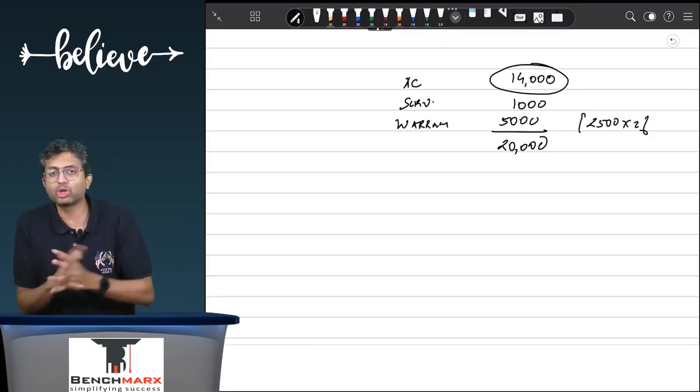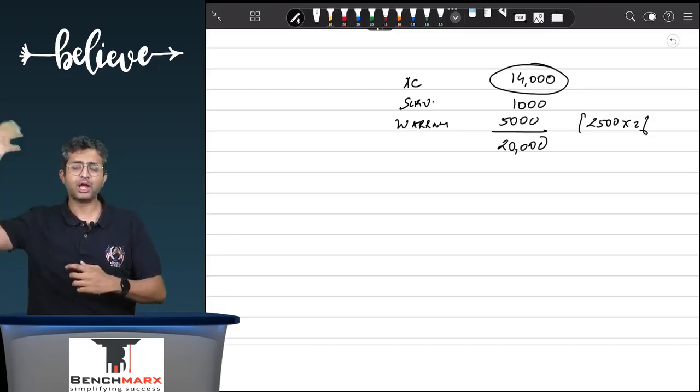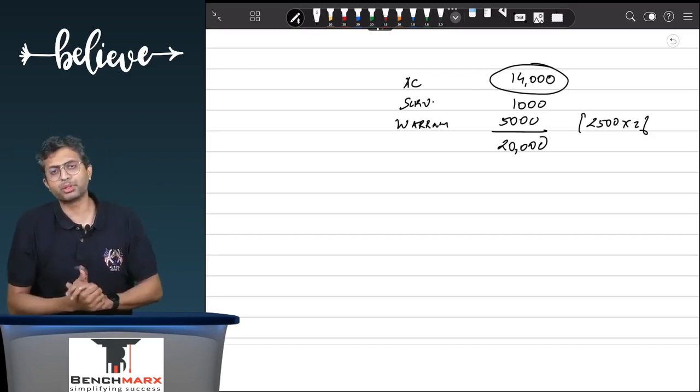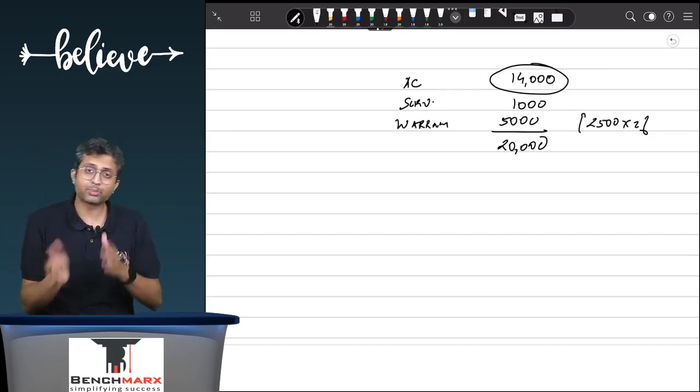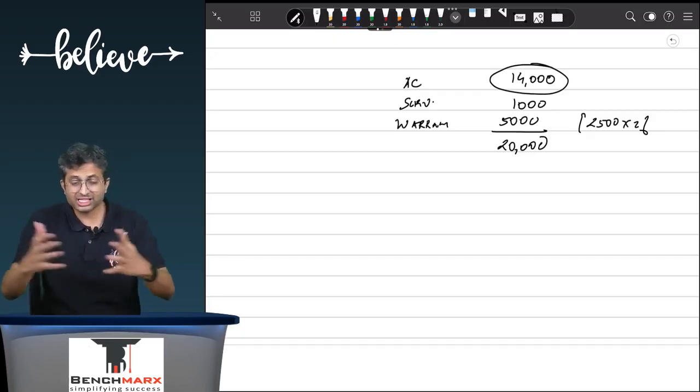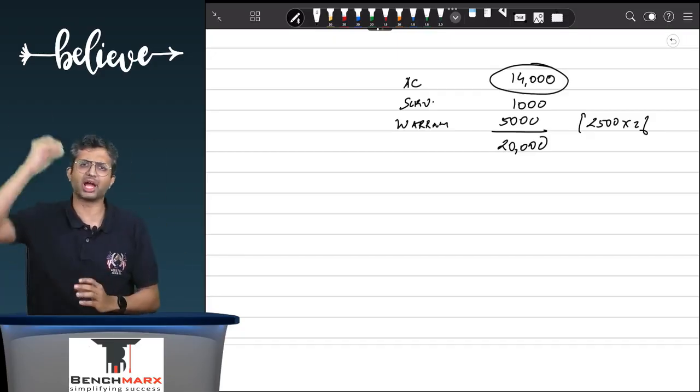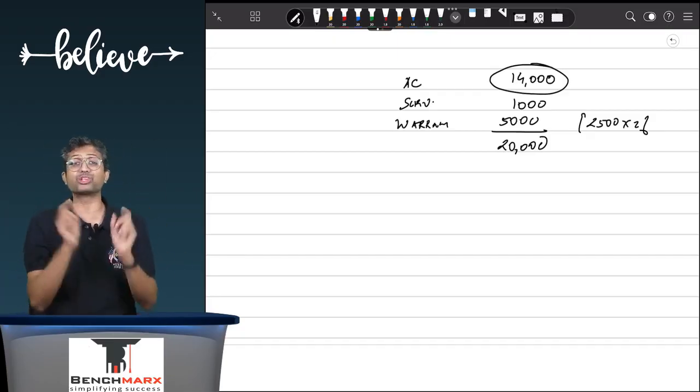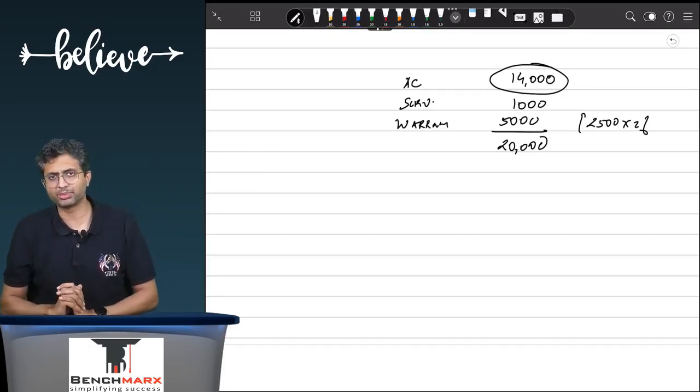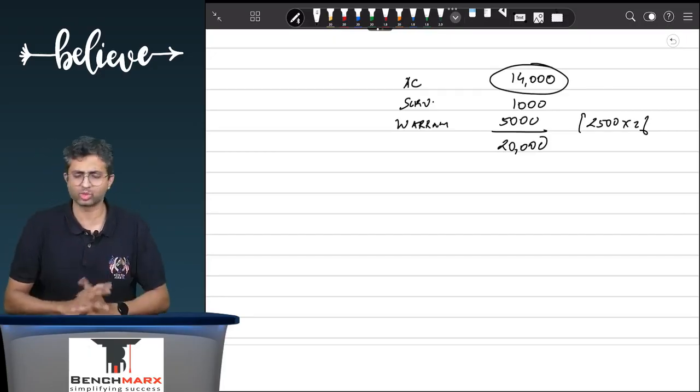Remember, a residual approach is possible if the product does not have an observable price, or the product has an observable price, but it is in a very wide range. Sometimes you have sold at a very high price, sometimes at medium price, sometimes at low price. You don't have a clear observable price. That is when residual approach will be suitable.